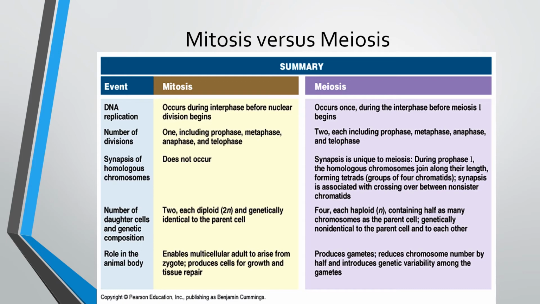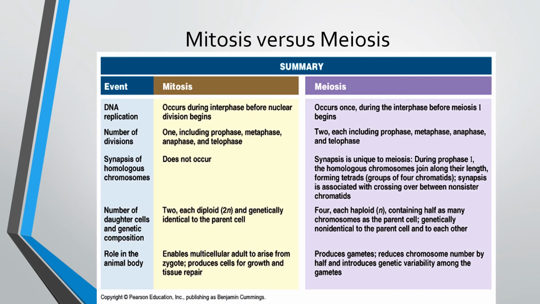Number of daughter cells and genetic composition in mitosis is 2, each diploid 2N and genetically identical to the parent cell. The number of daughter cells and genetic composition in meiosis is 4, each haploid or N, containing half as many chromosomes as the parent cell, genetically non-identical to the parent cell or to each other.